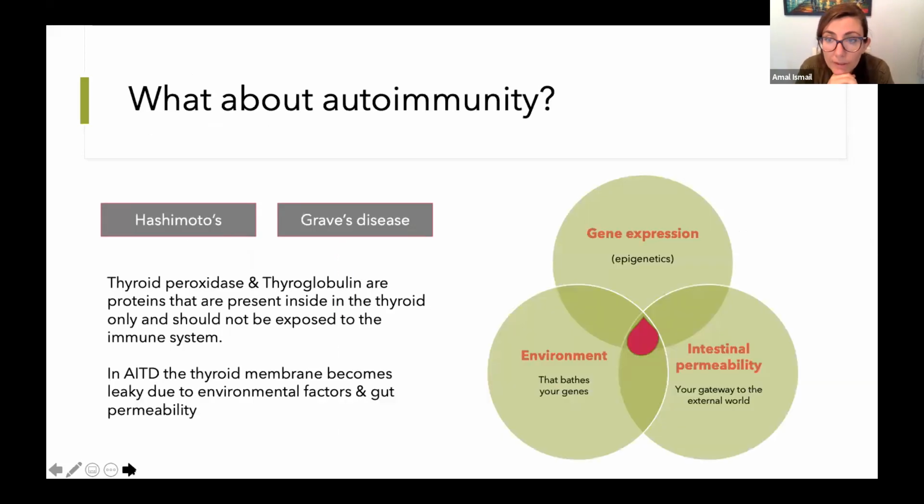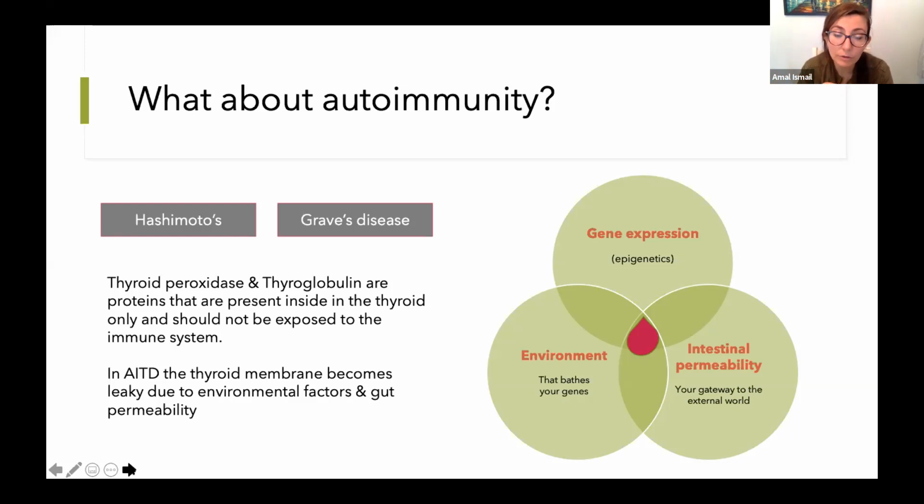So what about autoimmunity? The two major autoimmune conditions in thyroid are Hashimoto's and Graves' disease. Farah kindly shared her personal experience, and we'll talk a lot more about this in her session. But essentially with Hashimoto's and Graves', the thyroid sends a signal that there's a problem, and antibodies are basically created against those proteins.